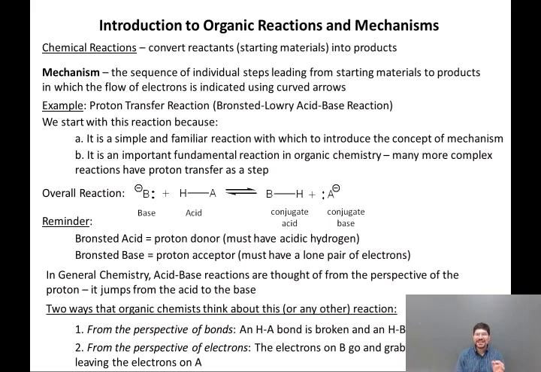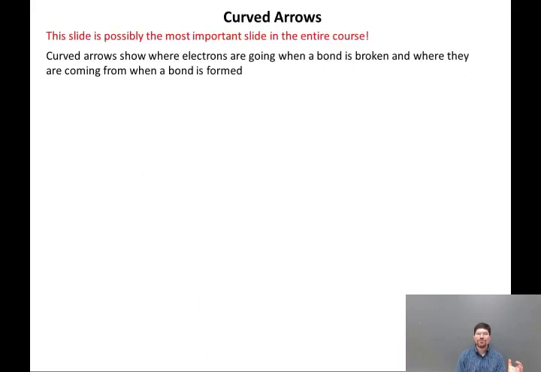This way of thinking about reactions from the perspective of electrons brings us into the concept of curved arrows. And I wrote in red here that this slide is possibly the most important slide in the entire course. Any problem that involves writing a mechanism of a reaction, of which there will be many from this point onwards, involves showing how the electrons move during that reaction using curved arrows.